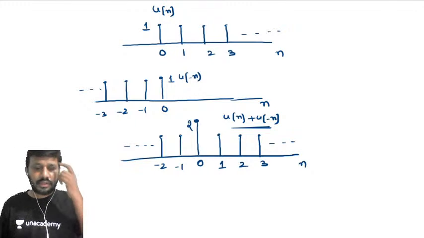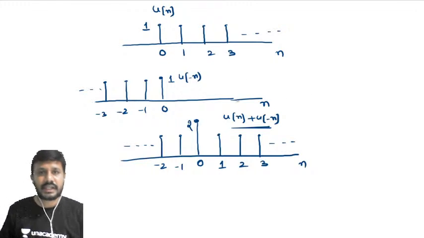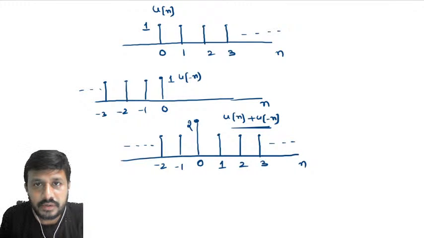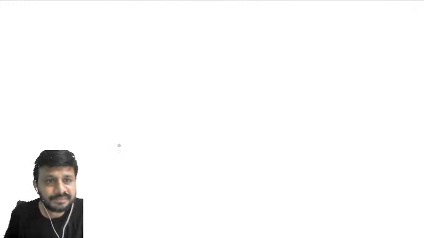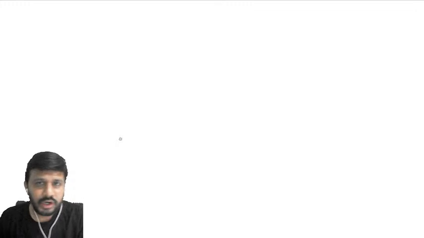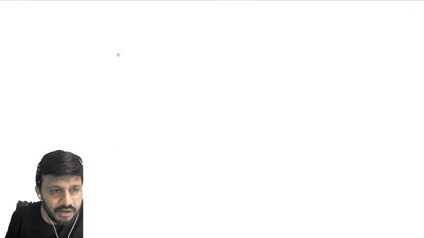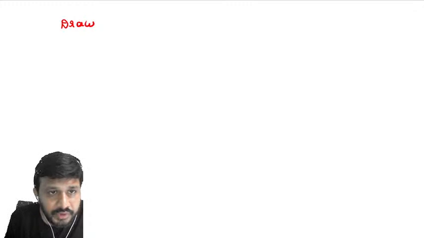So both are true. So time is 8:07. Let's take one more small case here. What happens if I scale a unit step signal? Scaling in discrete time means decimation and interpolation will come now. So before going to see those, I want the shape of the signal. Draw.